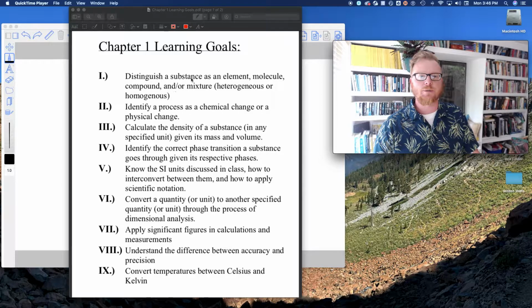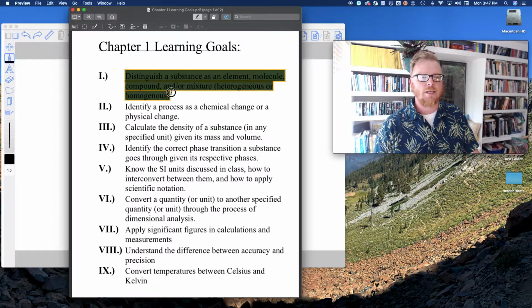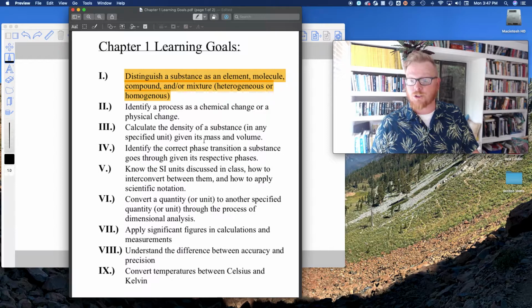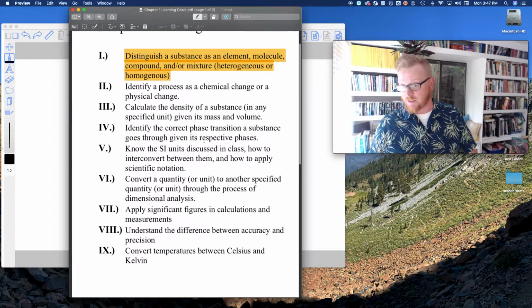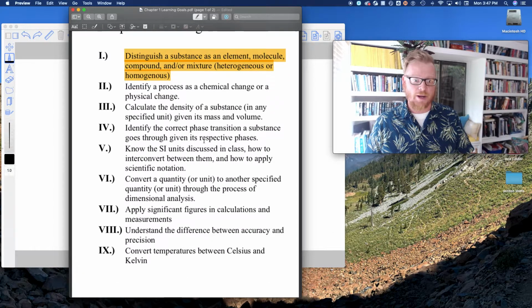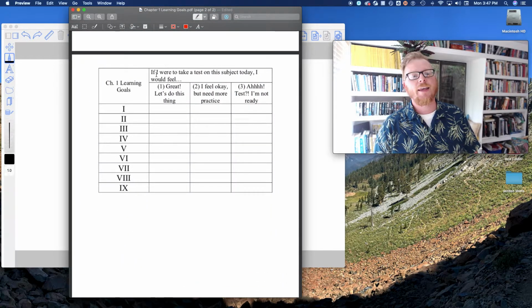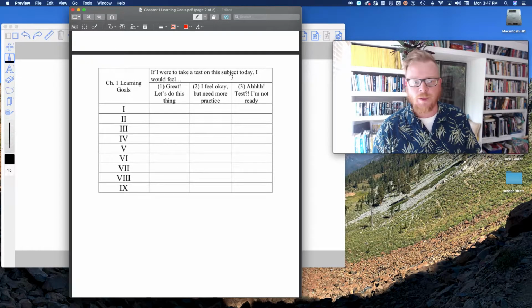Distinguish a substance as an element, molecule, compound, and or mixture. Yep, we definitely talked about that. Okay, let's see, can I highlight that? Yes, I can. I'm also going to point you to the back side of this page. This is on the Canvas, all right? If I go all the way down here on this next side, if I were to take a test on this subject today, I would feel... And now look at this. Here's that learning goal number 1 that I just highlighted above.